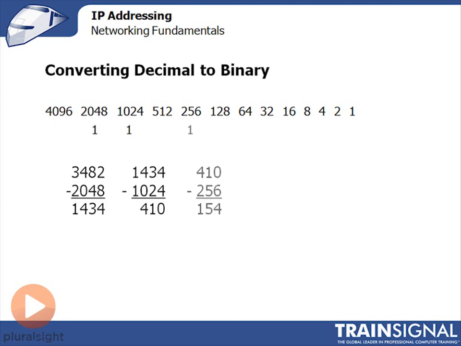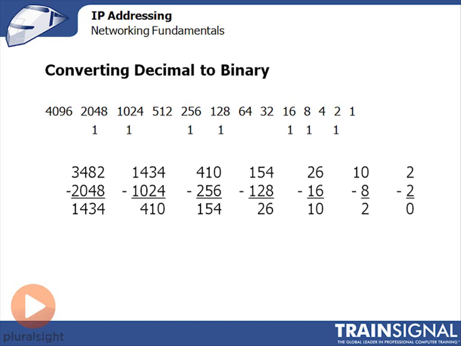Continuing with this process all the way along, we put a 1 under 128 and subtract that. Now we jump all the way down to putting a 1 under the 16 to subtract from 26. Put a 1 under the 8, and we're left with 2. And then 2 goes into 2, so we put a 1 under the 2. 2 minus 2 is 0. When you get to that point that you're at 0, you're done.